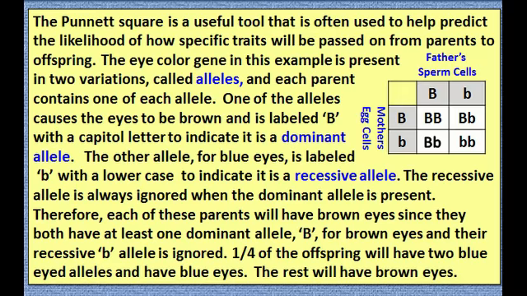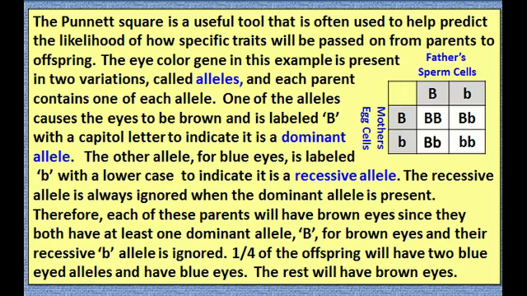One of the alleles causes the eyes to be brown and is labeled B with a capital letter to indicate that it is a dominant allele. The other allele for blue eyes is labeled b with a lowercase letter to indicate that it is a recessive allele. The recessive allele is always ignored when the dominant allele is present.